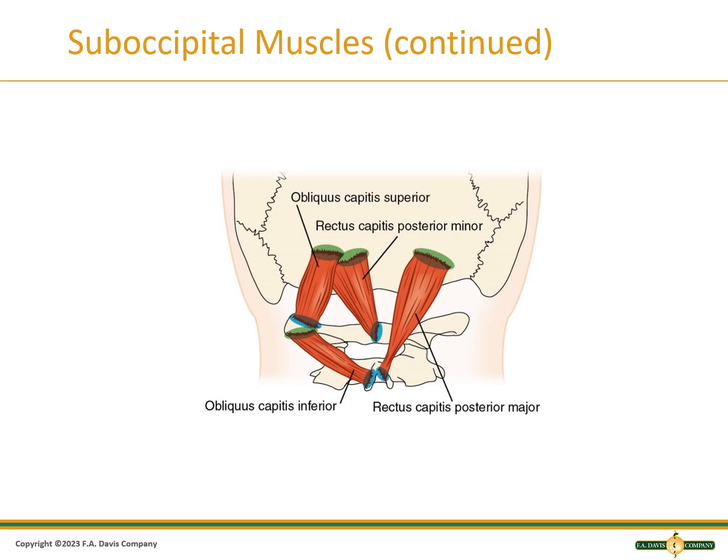And then obliquus capitis inferior running from the spinous process of C2 to the transverse process of C1 is going to cause some rotation of that atlantoaxial joint, but again, primarily contribute to extension. All of them working together stabilize those two joints.